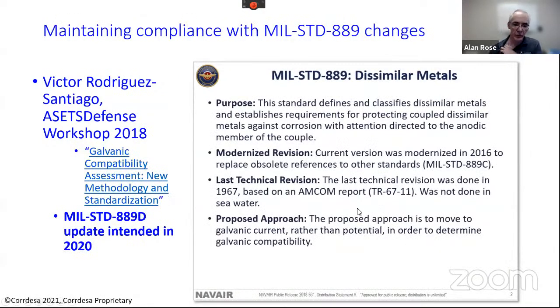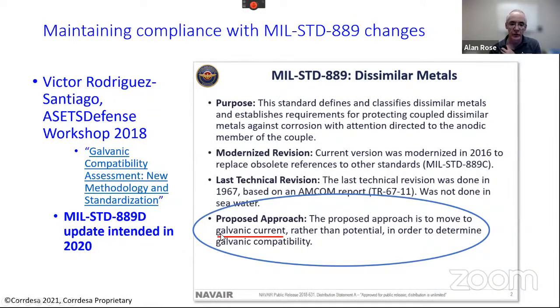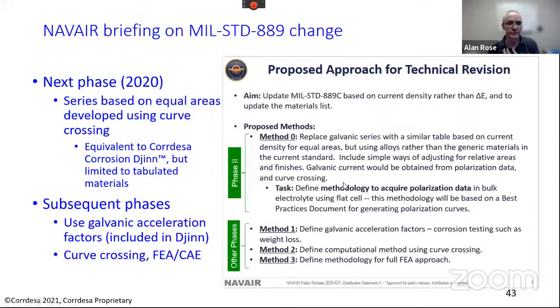So what they proposed was a new approach where they would actually calculate the galvanic current, not look at the potential difference. And we do that by looking at the polarization curves. The standard now is in its draft form, and it's actually opening the door for computational approaches using these polarization curves.